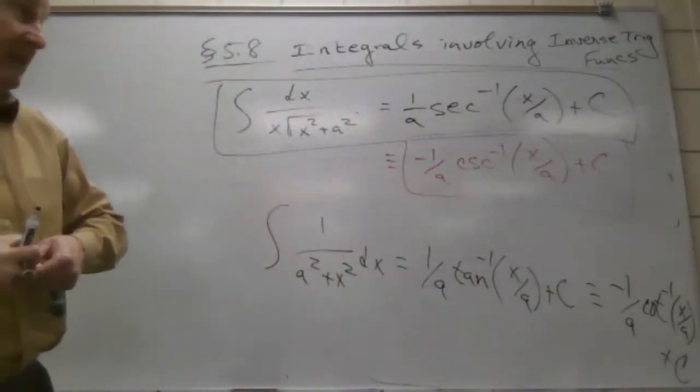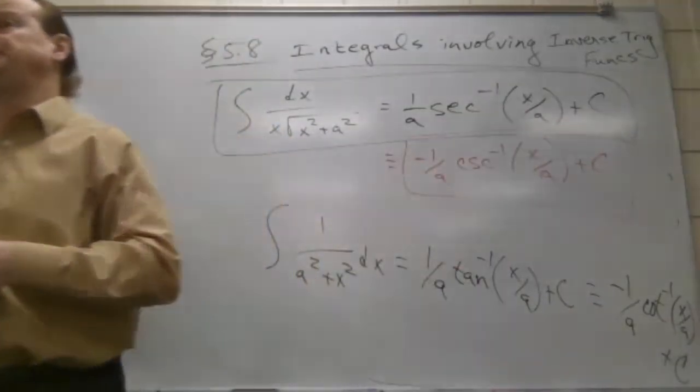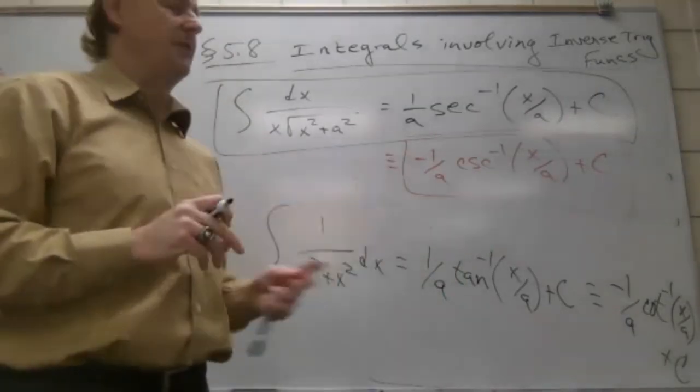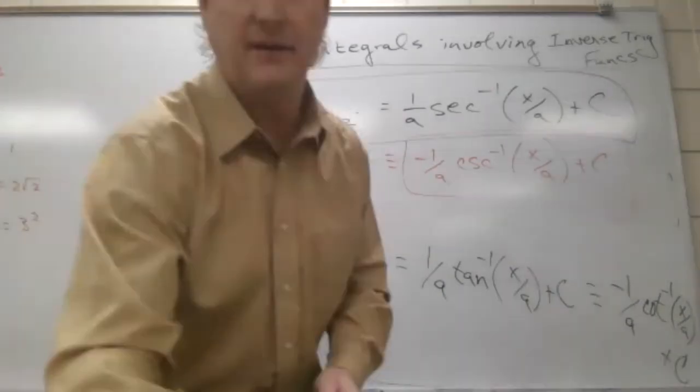So the only ones that don't have the 1 over a factor in front are the arcsine and arccosine. Otherwise, we have those. All right, so anyway, that's good for today. Thanks.